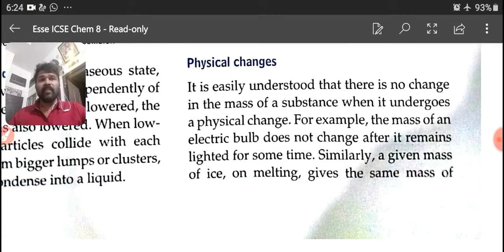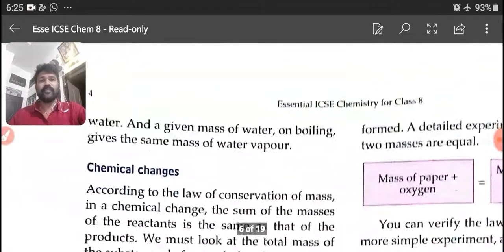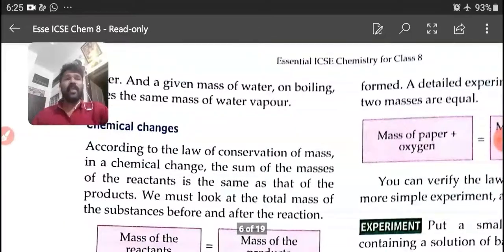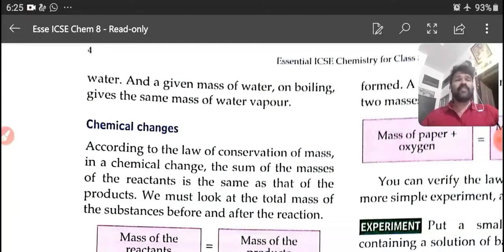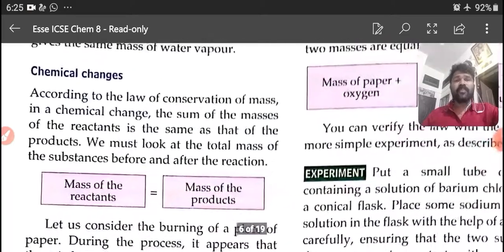Similarly, a given mass of ice on melting gives the same mass of water. And a given mass of water on boiling gives the same mass of water vapor. Okay? In physical change, there is no change in mass. And now we are going to discuss chemical change.